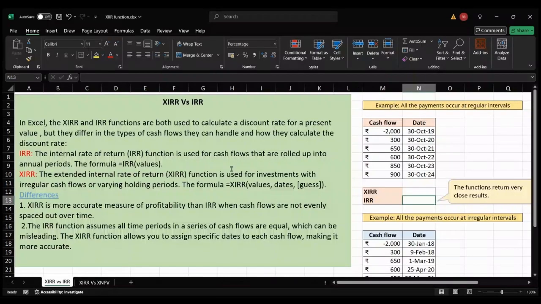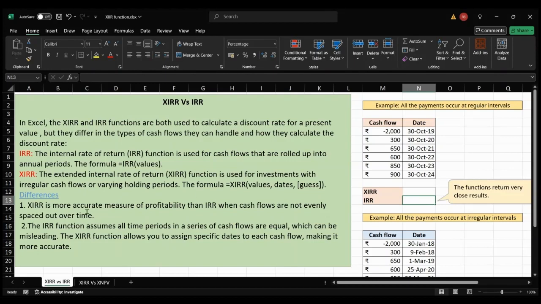Now we'll discuss the XIRR function and the IRR function. Both of these functions are used to calculate a discount rate for a present value, but they differ in the type of cash flow they handle and how they calculate the discount rate. The IRR function is used for cash flow that is rolled up into annual periods. This is the formula. And the XIRR function is used for investments with irregular cash flow or varying holding periods.